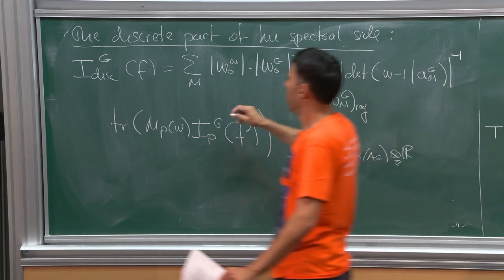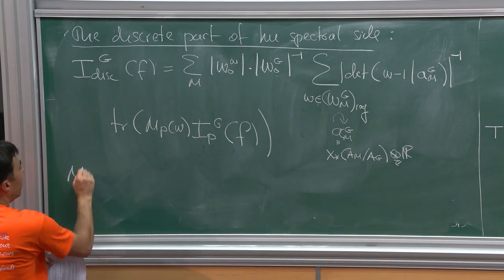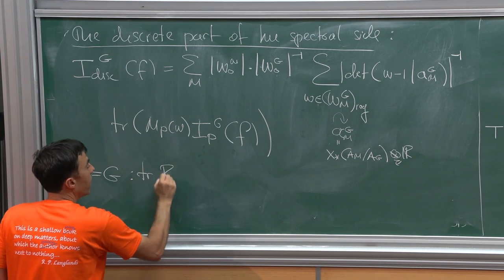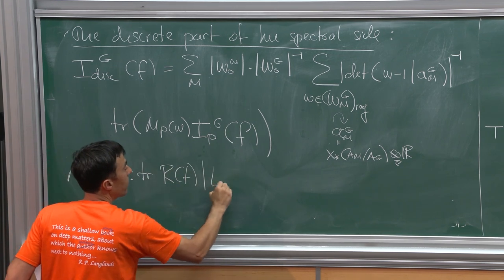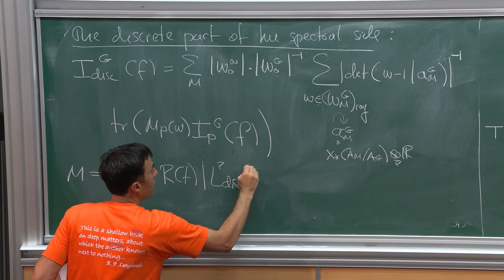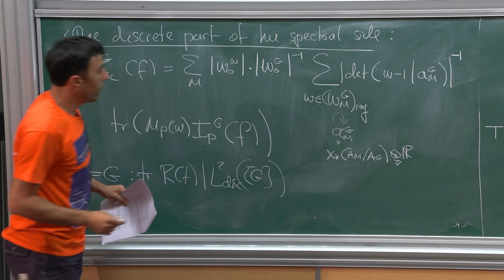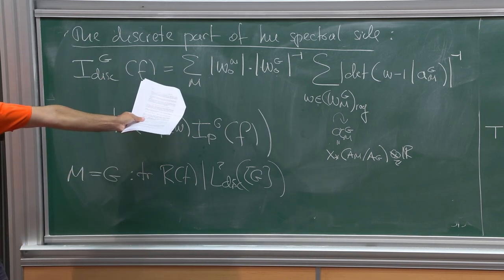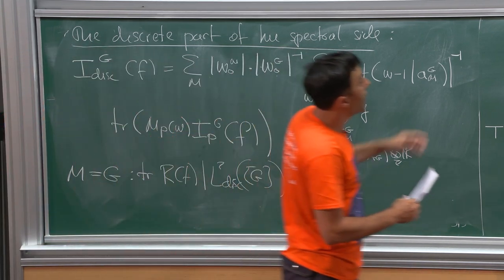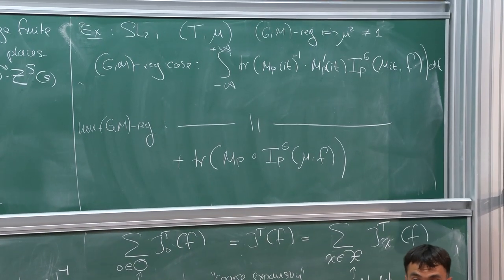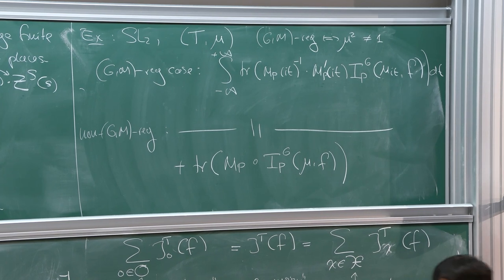The part M equals G gives you precisely the trace of R f acting on L2 discrete of G. But then we also have other parts for smaller M's, and they come from discrete contributions coming from the continuous spectrum, from these singular pieces of the continuous spectrum.